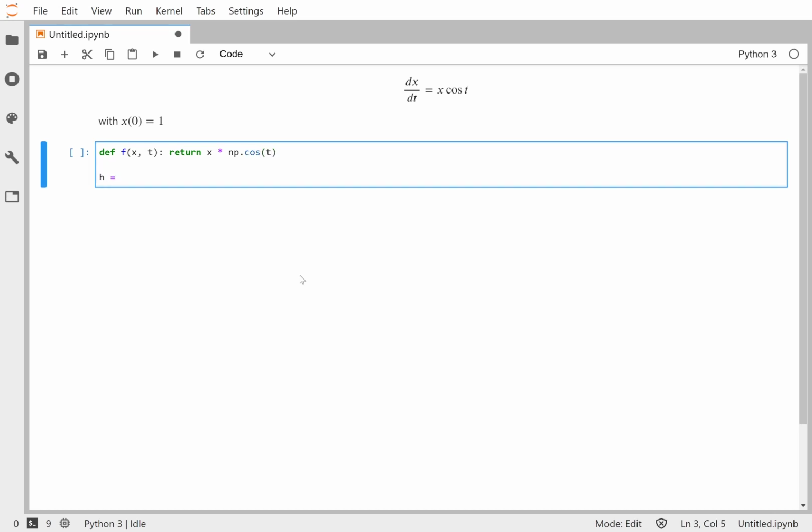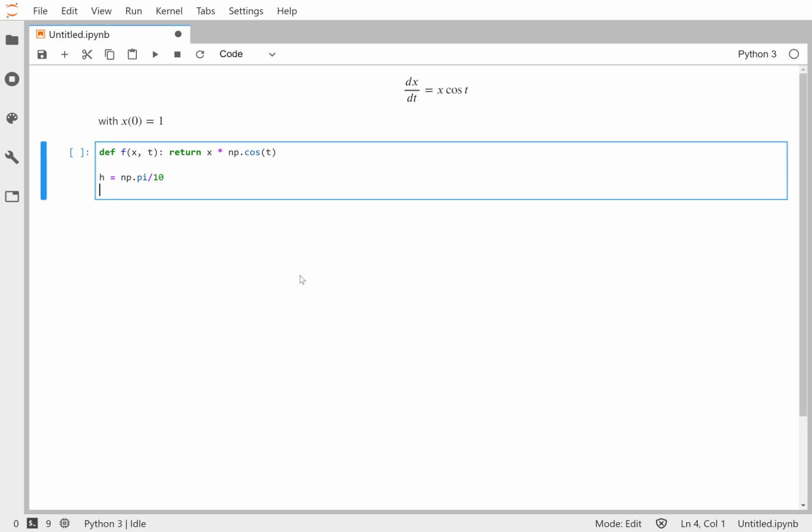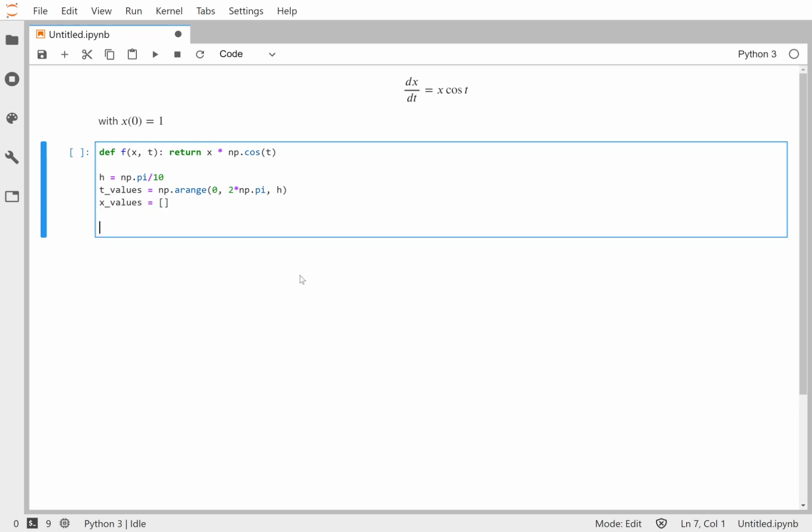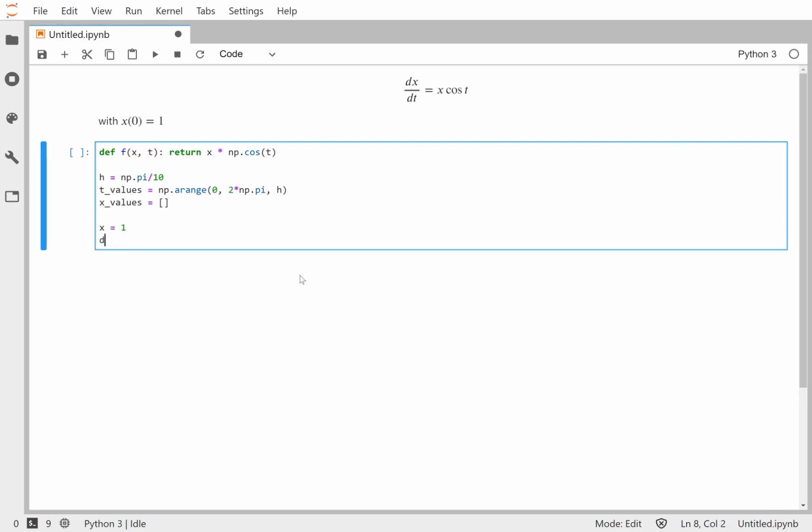I need to set a value for h. Just so we're matching the previous problem, we're going to set that to pi on 10, which is actually a pretty large step size, but we'll see it works out anyway. Our t values are going to be an array created with a range. You might already have this array defined in your notebook, but just in case you don't, that was 0 to pi, taking step size h. And our x values start as an empty list. Now we're going to run through a for loop for every time in the time value array, starting with our initial condition, x equals 1, and then for t in t values.